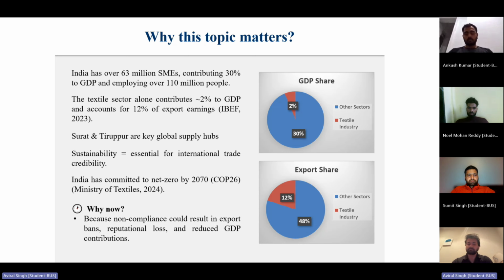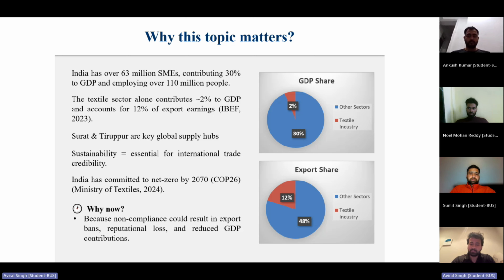Why this topic matters? This topic matters more than ever before. Globally, there is an increasing demand for sustainable supply chains. Large importers, especially in Europe and North America, are requiring traceability, ethical sourcing, and proof of environmental compliance. For India's SMEs, this is not just about ethics, it's about survival. Surat and Tirupur are at the center of this transformation. These cities together account for a significant share of India's textile production, but they are also responsible for high levels of water and air pollution. Tirupur alone was once blacklisted by international buyers due to river contamination.